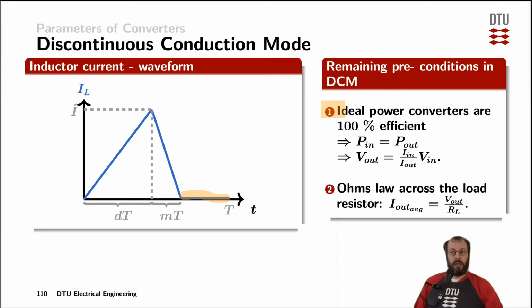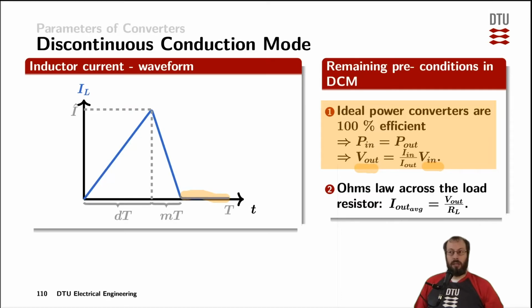The first assumption puts the input power equal to the output power. That means we are assuming that the converters are 100% efficient, which is a fair assumption in power electronics. If we rewrite the input power as the input voltage times the input current, and the output power as the output voltage times the output current, we can rewrite the equation and solve for the output voltage. This is already a good start to derive the output voltage divided by the input voltage. So that's the transfer function that we actually want to know.